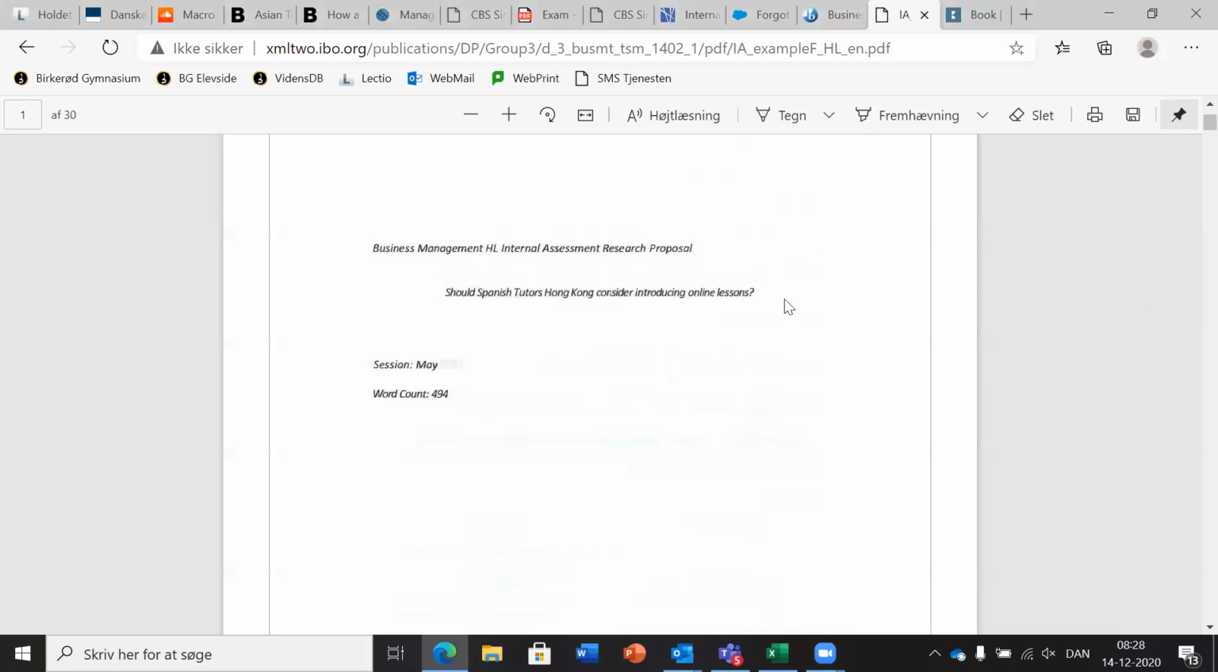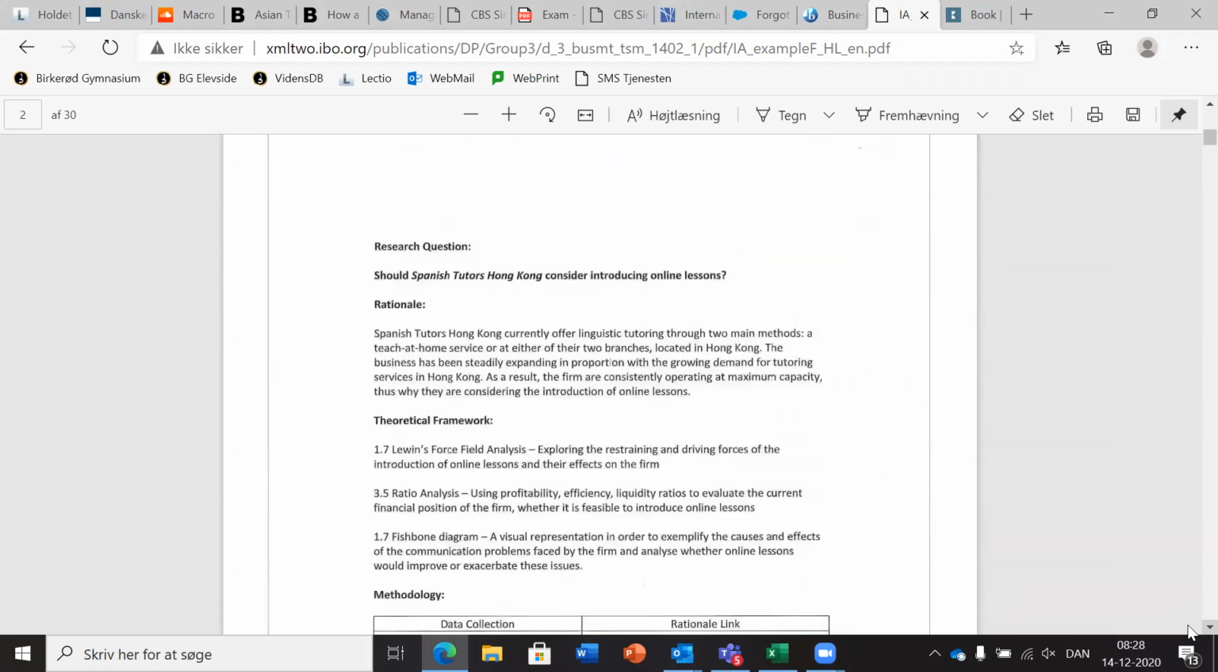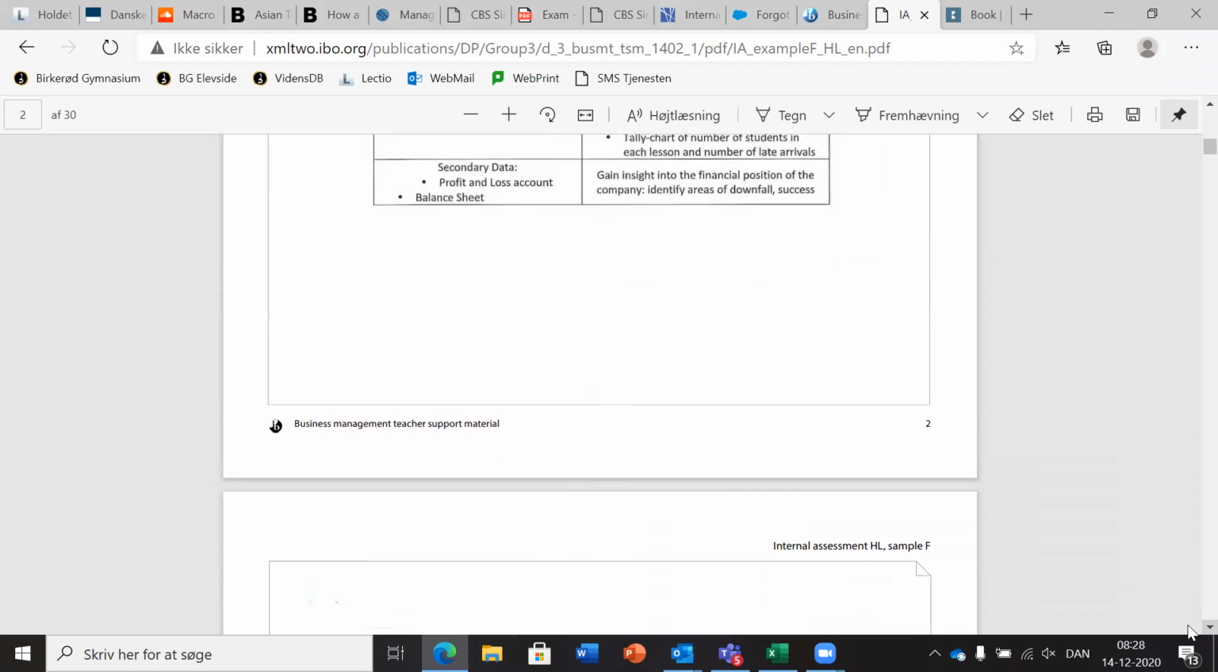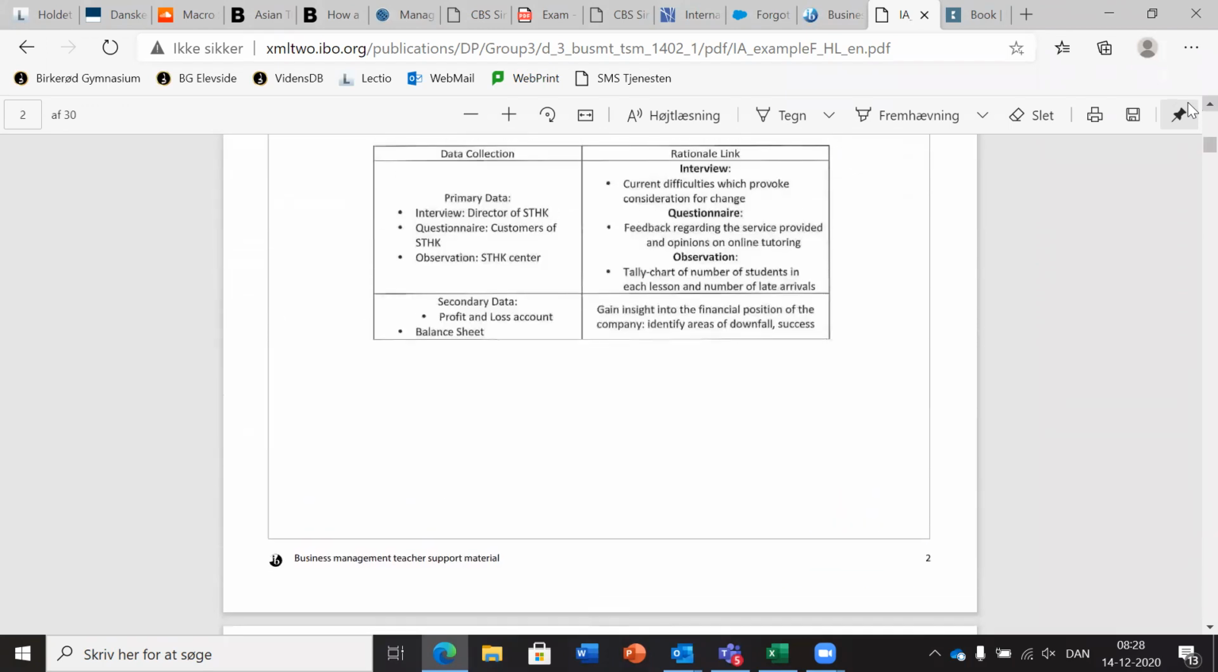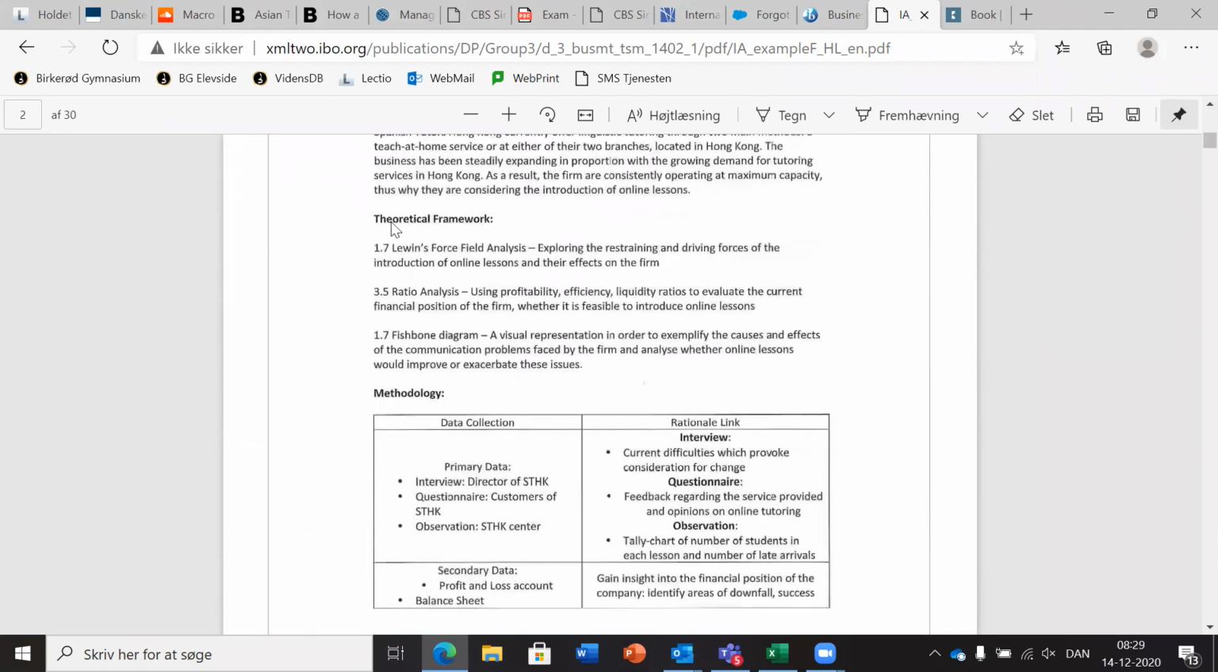Hello guys, I just want to talk a little bit more about the IA. This is the sample IA that I've shared with you guys. Today I want to talk about the tools and theory. You need to pick at least three parts. It's called here under theoretical framework.